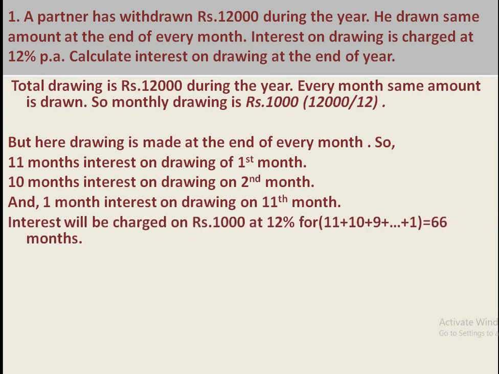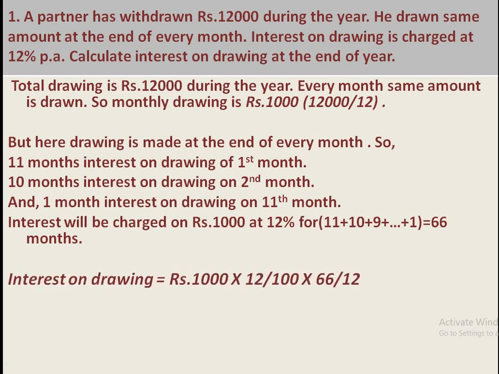So continuing it, what happens? Interest will be charged on 1000 at 12%, but for how many months? In the previous sum, 12 plus 11 plus 10 plus 9. Why 12? Because in the beginning he was making the drawing. Here he is making the drawing at the end of the month. So total how many months' interest are you charging? For 66 months. So interest on drawing on 1000, 12% rate of interest and 66 months, it becomes 660.